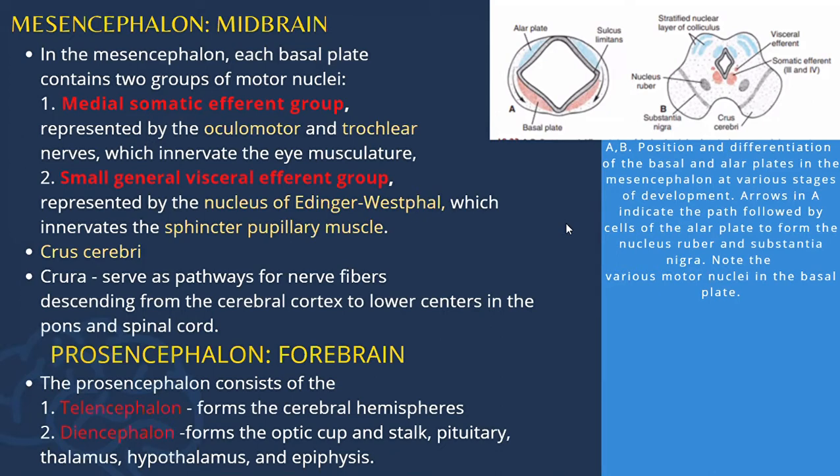Another part is the prosencephalon or the forebrain. The prosencephalon consists of the telencephalon and diencephalon. The diencephalon is a division of the forebrain, or the embryonic prosencephalon, and is situated between the telencephalon and the midbrain or the embryonic mesencephalon. The telencephalon forms the cerebral hemispheres. The diencephalon forms the optic cup and stalk, pituitary, thalamus, hypothalamus, and epiphysis.